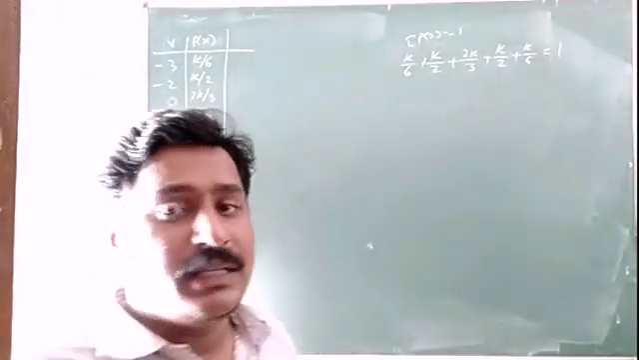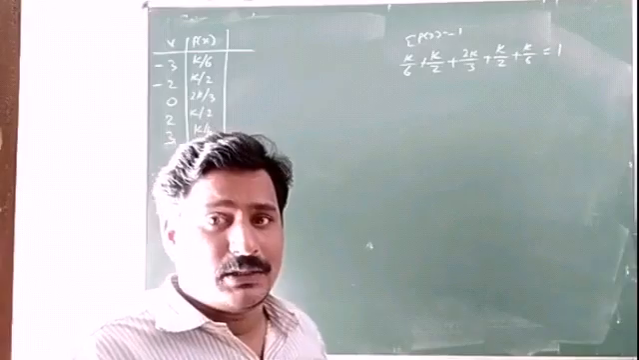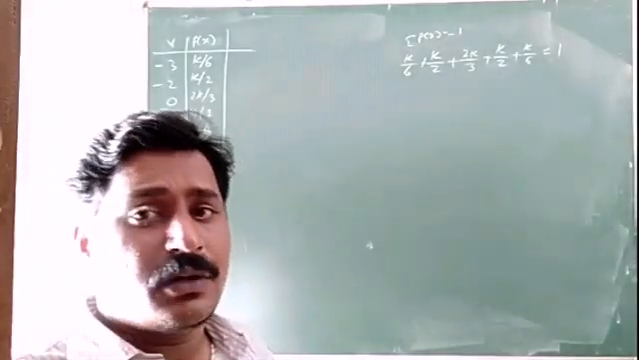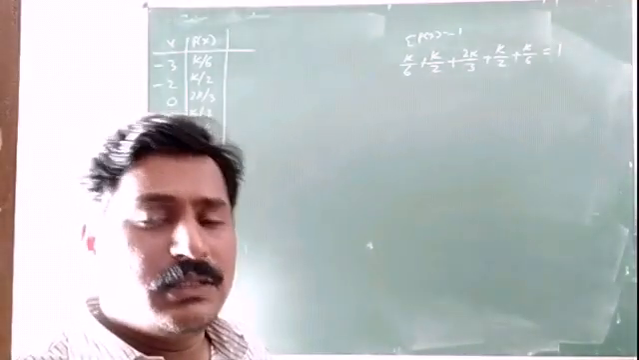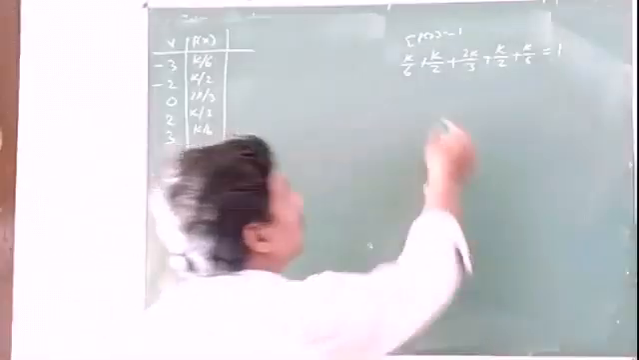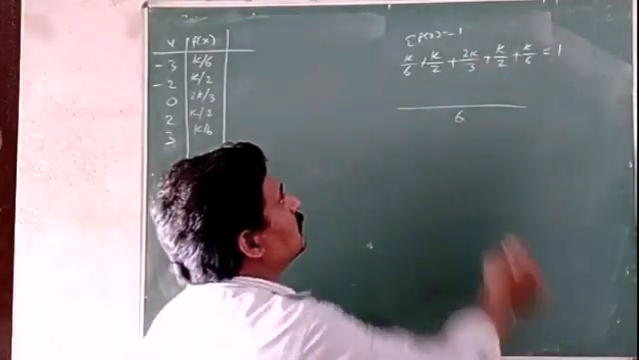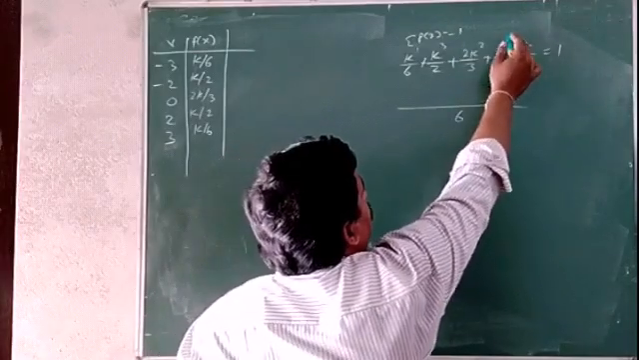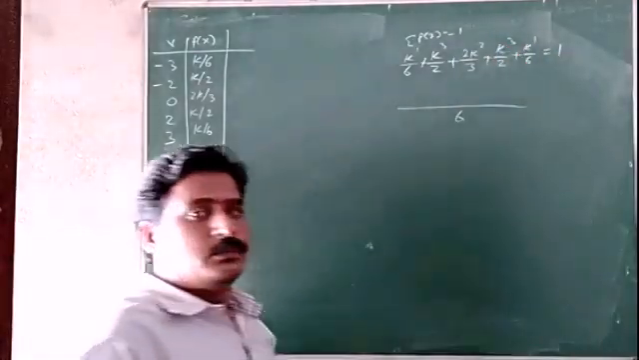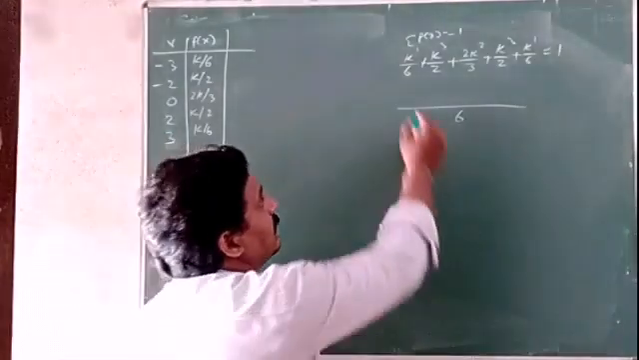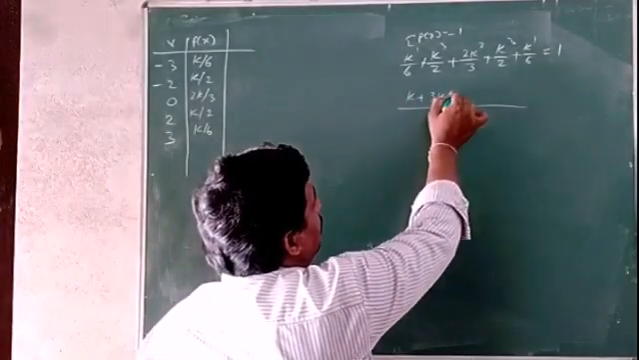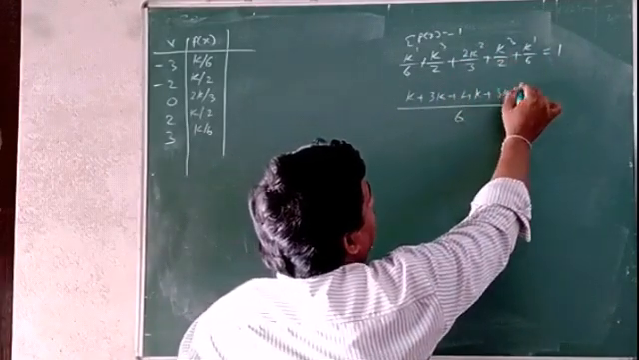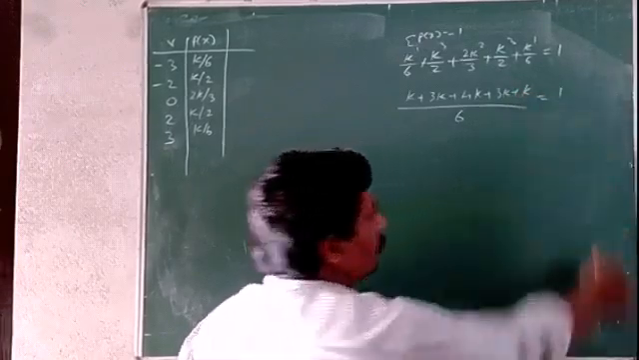We have to find the LCM for the denominators. So that is 2, 3, and 6. And the LCM for 2, 3, and 6 is 6 itself. So we get 6. So 6 ones are, 2 threes are, 3 twos are, 2 threes are, and 6 ones are. Okay. So k into 1 is k itself, plus 3k, plus 2 into 2, 4k, plus k into 3, 3k, plus k is equal to 1.